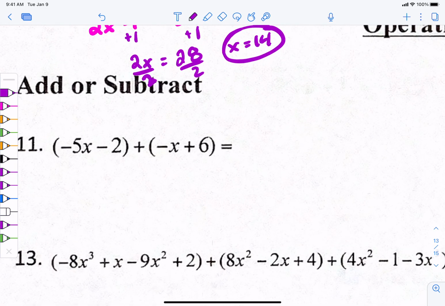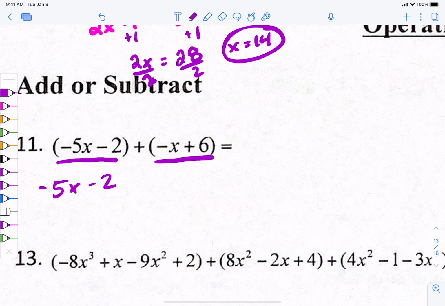Okay? All right, so number 11, add or subtract. You're just combining like terms. So we have two things that you're adding together, this guy and this guy. So what we're going to do is the first piece, negative 5x minus 2, he's just chilling. But the positive gets distributed for both of these pieces. So what does a positive and a negative x together make?